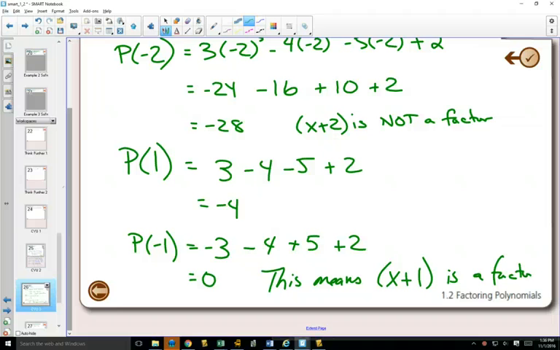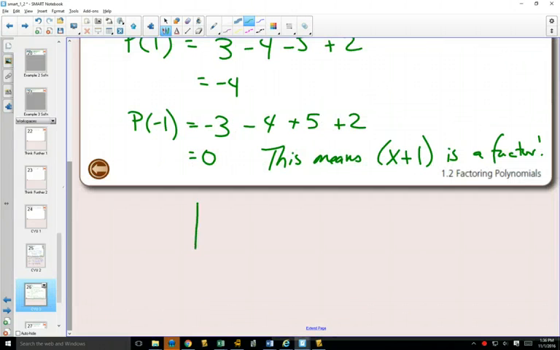And now we can use synthetic division and write our division statement to see what happens. So 3, negative 4, negative 5, 2. Those were already written in the correct order. We're starting with an x cubed, and we have 4 numbers, so we don't have to put in a 0 for anything. We are going to divide by x plus 1. So what number would we write here? We'd have to write minus 1.